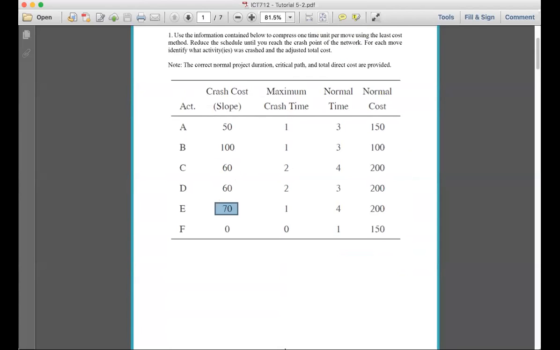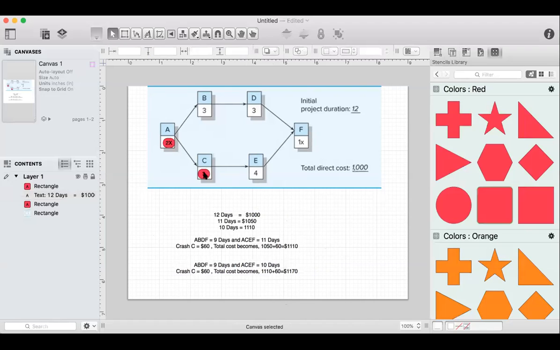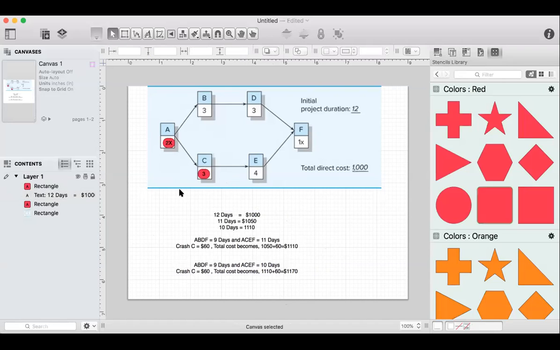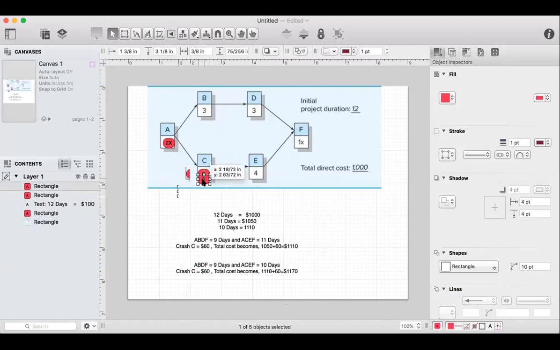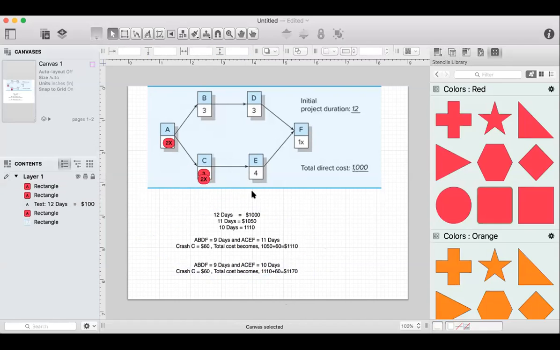So if I come in here to the drawing that I'm doing for you, you can see, okay, then I'm going to crash 60. Total cost becomes, so I have already 1,110, plus 60 equal 1,170. And then what will happen to this 3, to the C that I have here? Instead of 3, what would I have? 2x, because we've already crashed it one time. And that's why I put 2x, which means I cannot crash this anymore.